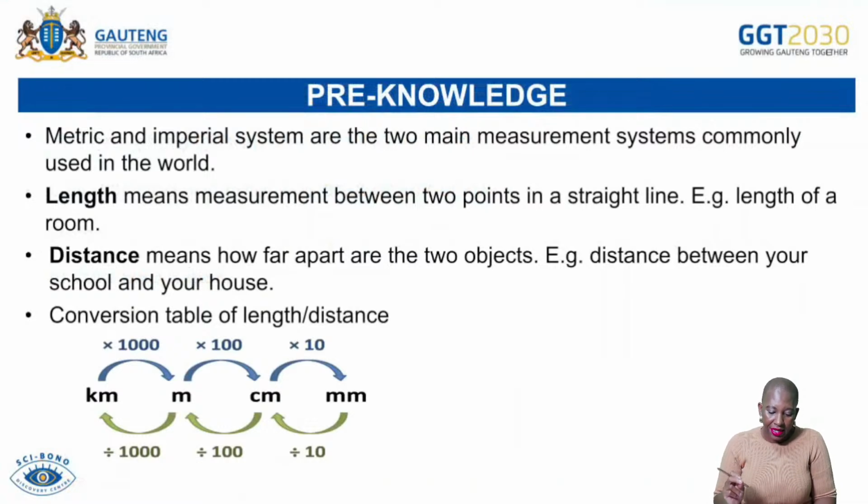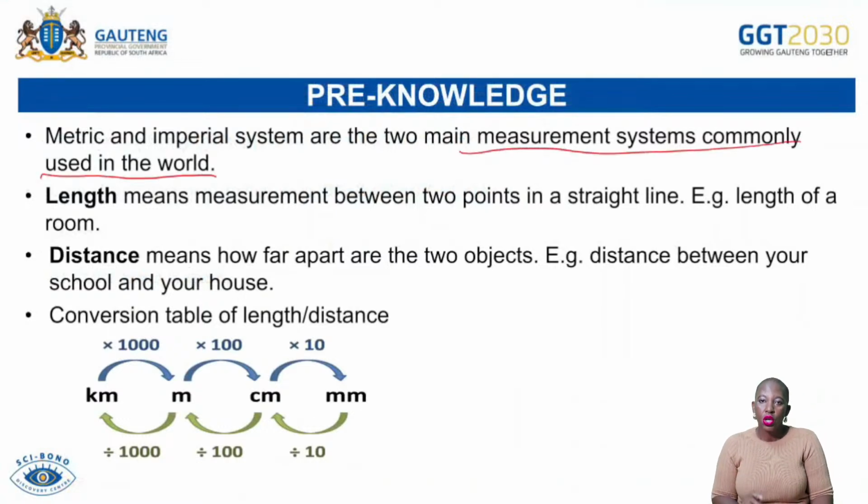Metric and imperial systems are the 2 main measurement systems commonly used in the world. So length means measurement between 2 points in a straight line. This is what we were doing last week when we were doing the conversions. We said, what is the length? It means we are measuring from point A to point B in a straight line using either a ruler or a measuring tape.